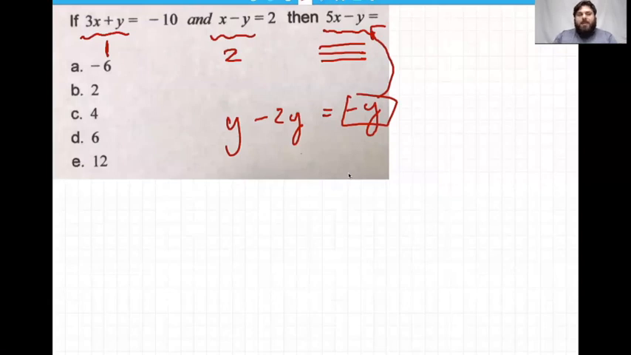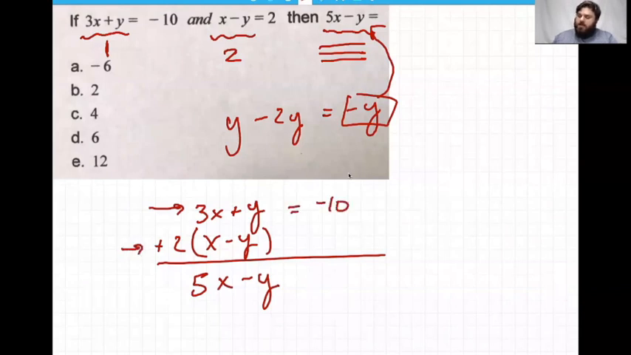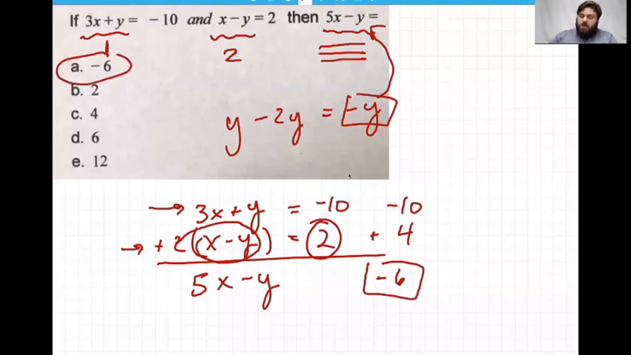So if you can see that, this is a great way to do this problem. I need one of these plus two of these, and I want to add them together, okay? Because when I add them together, I get 5x minus y in that combination of one of these and two of these. Well, what is it equal to? This is -10, and this is equal to 2. So if I do -10 plus 4, remember, because I'm doubling this because I needed to have 2 of these, I get -6, which is my solution. So A.